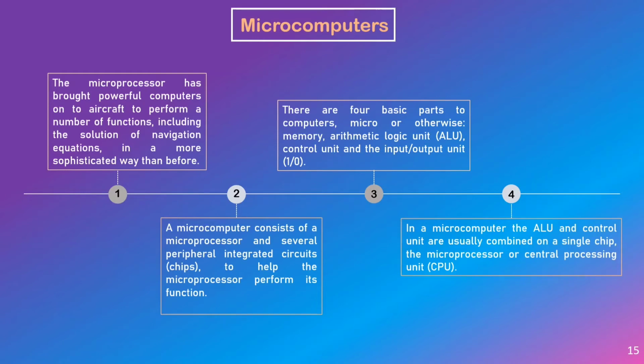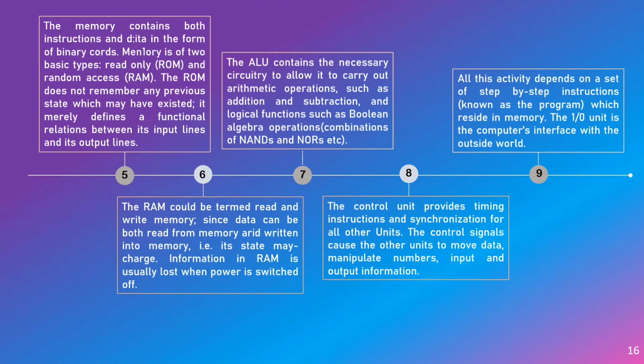There are 4 basic parts of a computer: memory, the arithmetic logic unit, ALU, the control unit, and the input and output unit, I/O. In a microcomputer, the ALU and control unit are usually combined on a single chip, the microprocessor or central processing unit, CPU. The memory contains both instructions and data in the form of binary codes. Memory is one of two basic types, read-only memory, ROM, and random access memory, RAM.